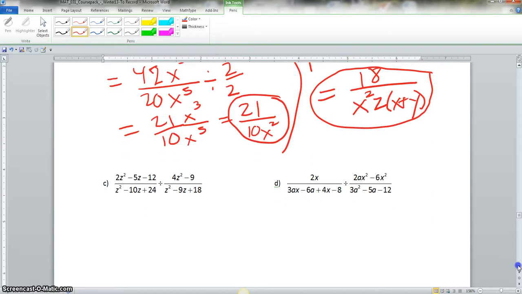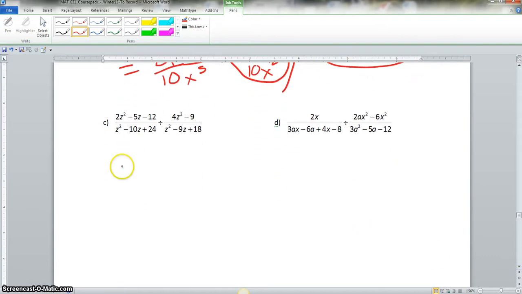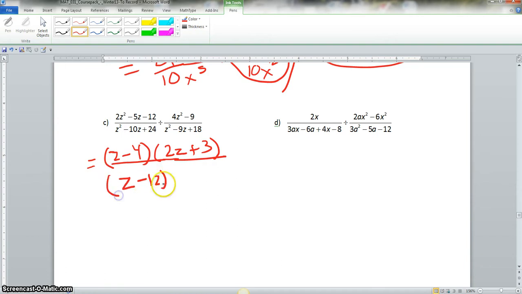Now we come to C and D. Now class, we need to factor these fractions here. Again, if you need help with factoring, you could always go back to chapter 6 to get your factoring. But when we factor this out, this becomes z minus 4 times 2z plus 3. In our denominator, we will have z minus 12, and we will also have z plus 2.